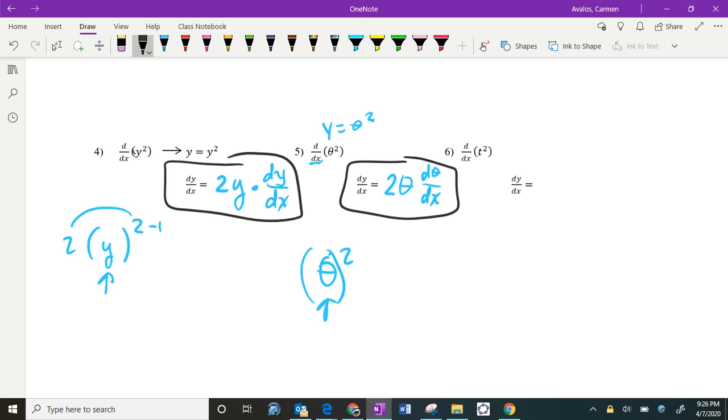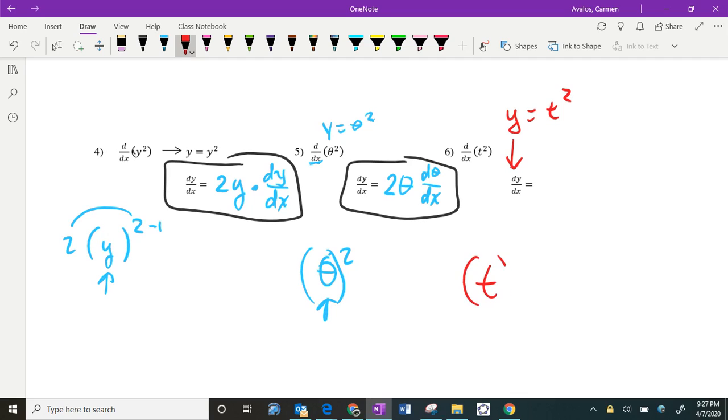Okay, let's look at this one here. You can pause it and try it yourself and then see what happens. Okay, so now what you're going to do, again, here is what we have. I'm just going to do it here. It's going to be that y is equal to t squared. So here we have our dy/dx, and then I have to take the derivative of that.